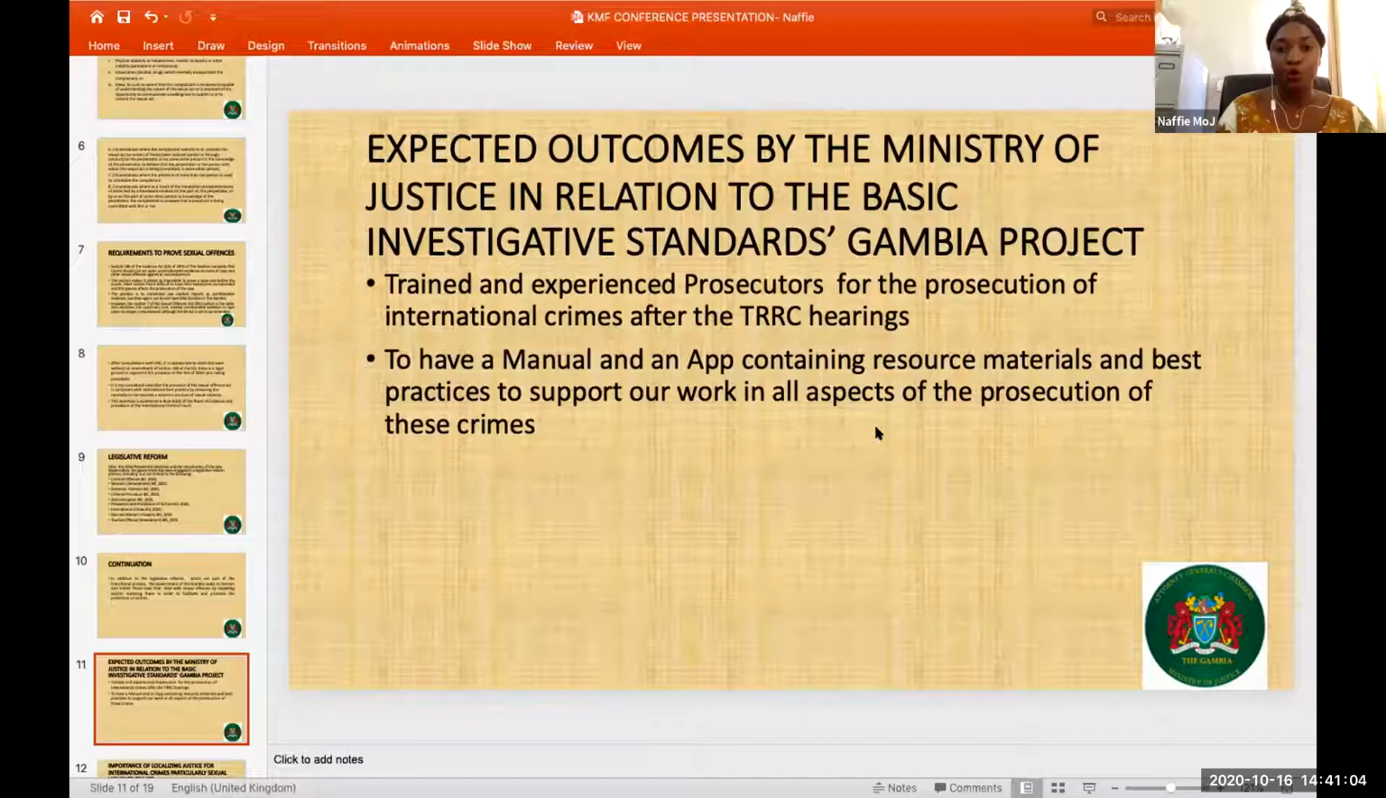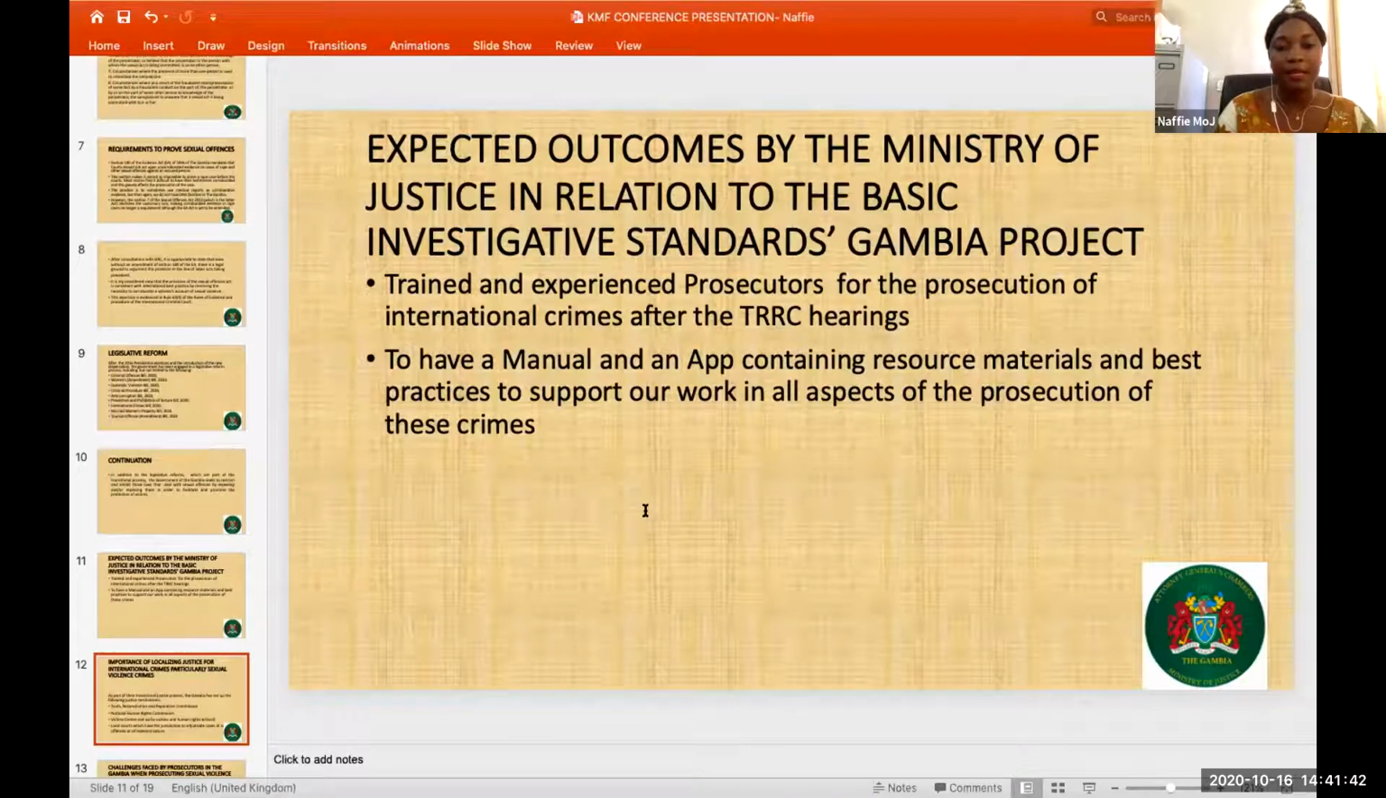And also what we expect is to have, and it's already in the pipeline anyway, I'm sure Ashley or Ruby could confirm that we're almost done with that, a manual and an app software containing resource materials and best practices to support our work in all aspects of the prosecution of international crimes. So these are the outcomes that the Ministry of Justice expects, which are even already on the ground, and they're almost on the verge of being completed.